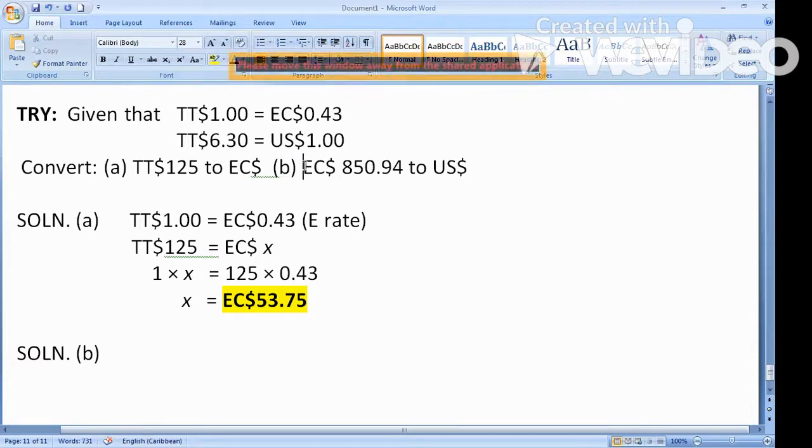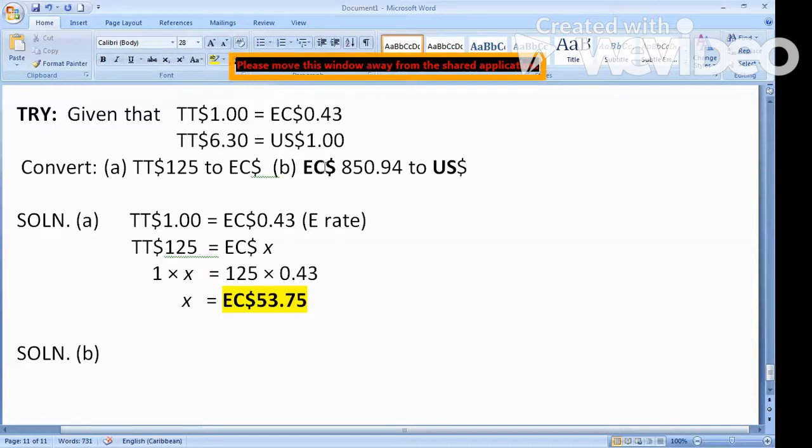Because first of all, you get the money, and the money is in what? EC. And you want to convert it to what? US. But when you look up here, TT 6.3 equals... There's no direct link from EC to US. Exactly. But you can convert EC to TT using this exchange rate, and then whatever you get in TT, convert that TT to US. So it's like doing all of this twice.